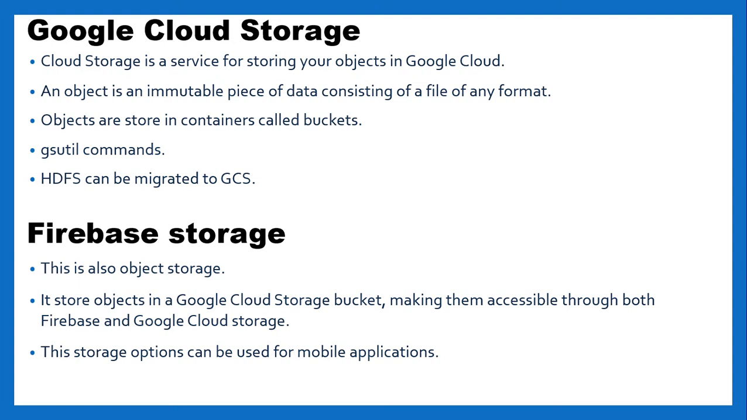Next is Firebase Storage. This is similar to Google Cloud Storage, and it's object storage. It stores objects in a Google Cloud Storage bucket, making them accessible through both Firebase and Google Cloud Storage. This storage option can be used for mobile applications. Let's say your data is stored in object format in GCS and you want to use a mobile application on top of that, we should use Firebase Storage for that purpose.